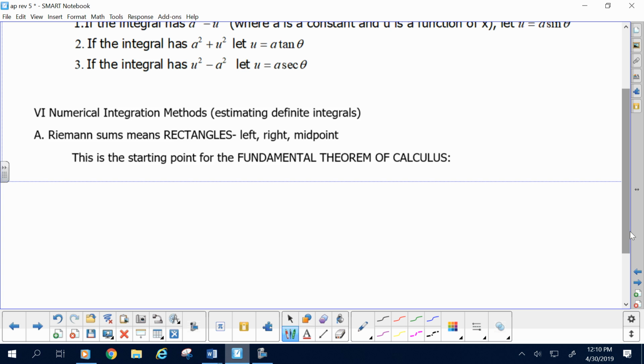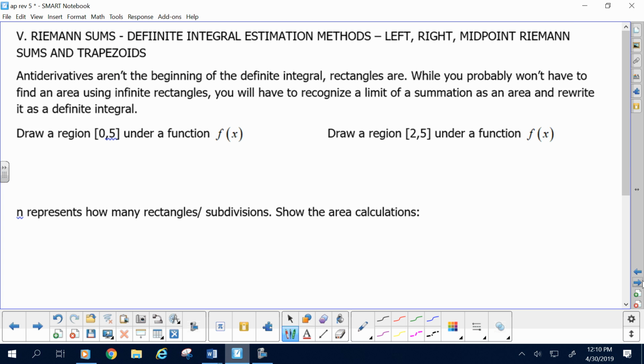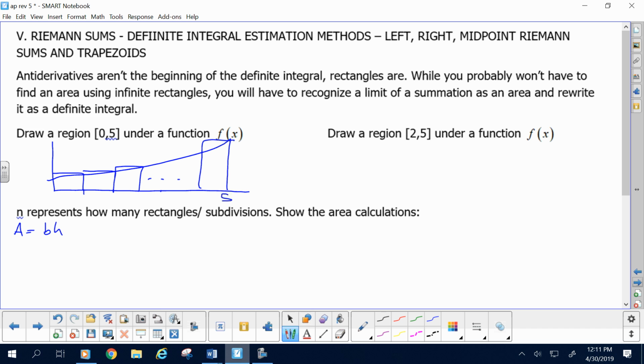Rectangles are the starting point of the fundamental theorem. So let's remind you of the development of the fundamental theorem of calculus. It's kind of important. Consider some kind of curve from 0 to 5. If you were to break this up using right rectangles, you would have to be told how many right rectangles. But the idea is that the area under the curve is many base times heights.